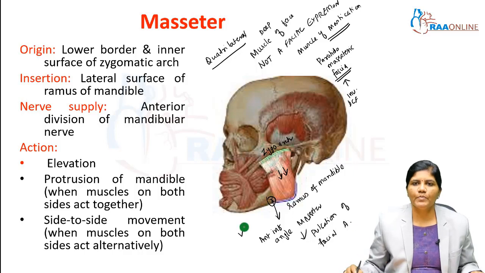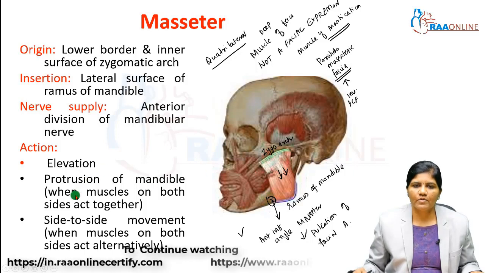So these are some of the important points regarding the masseter. The action is that it elevates the mandible, as well as protrusion of the mandible when both side muscles contract together, as well as side to side movements when both sides act alternately.